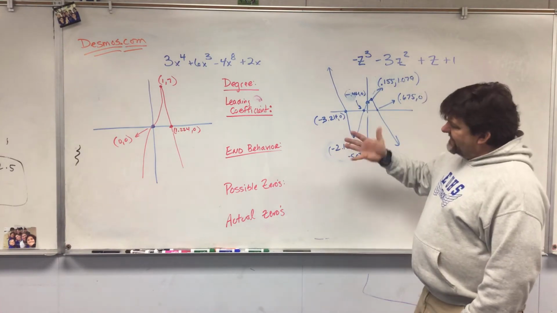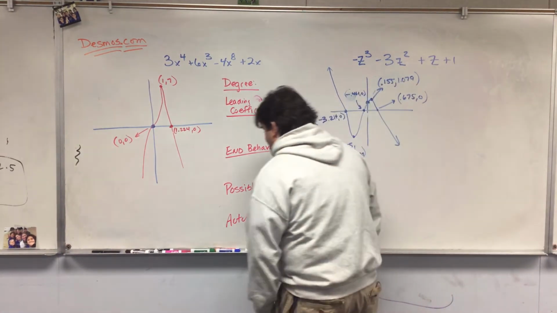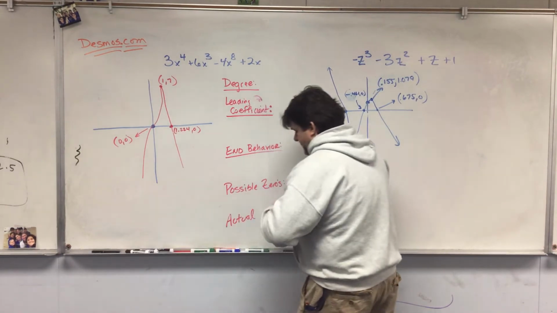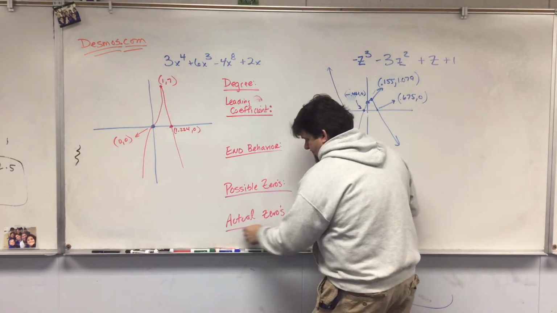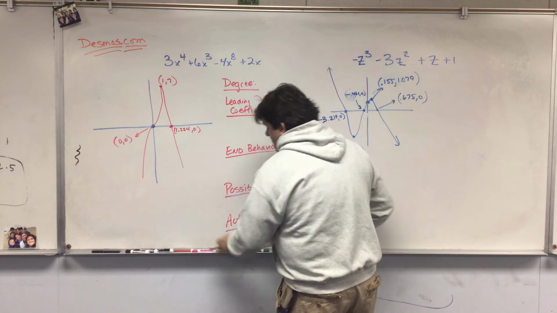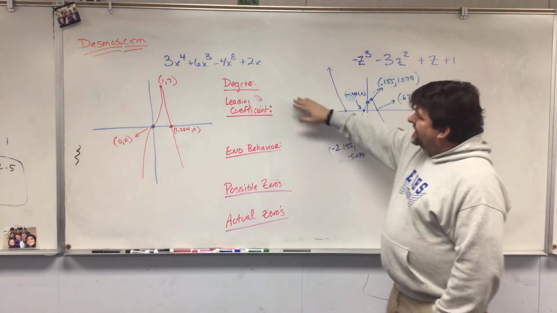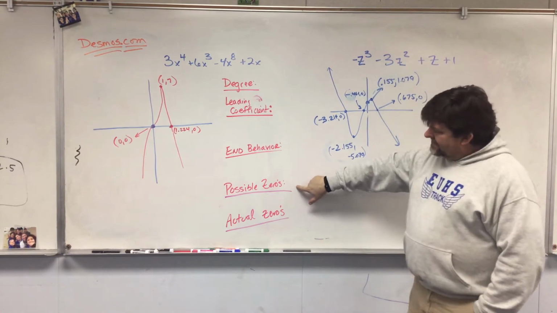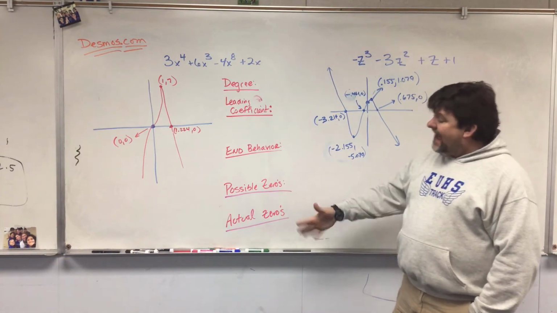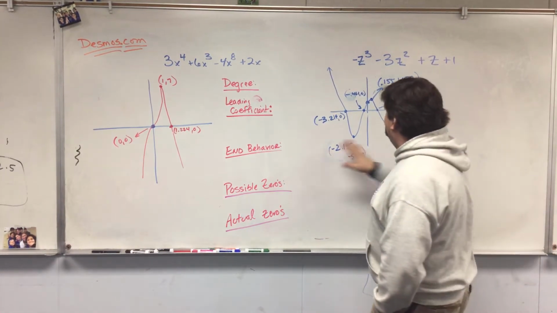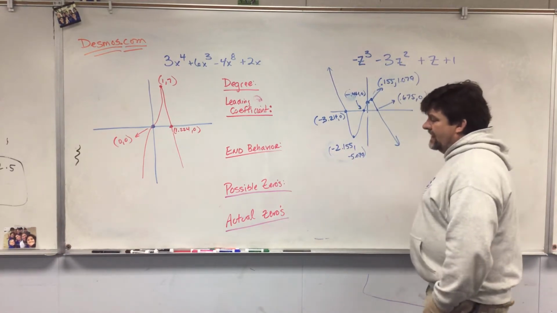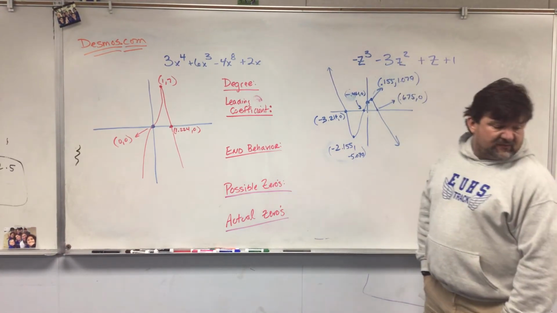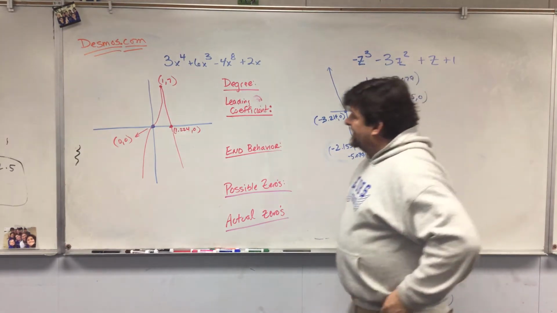But there's like 5 things we're going to talk about. What we're going to talk about is the degree, the leading coefficient, the end behavior, the possible zeros, and the actual zeros, and we're going to do it for 2 different types, okay guys? And so we'll kind of work our way through these here in the next 5 minutes or so.